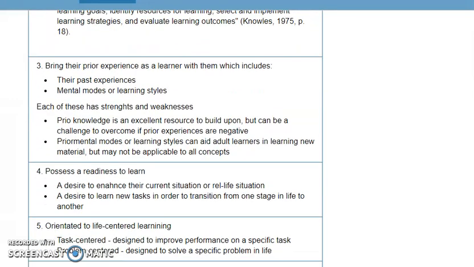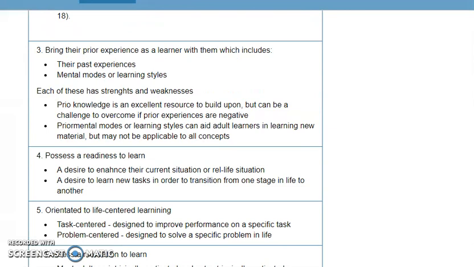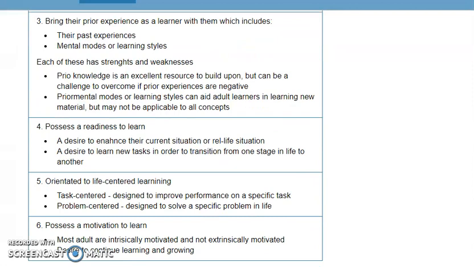Next is a readiness to learn, and the idea that for adults, the goal of learning is to improve their current situation or their real life situation, to learn new tasks that may allow them to transition from one stage in life to another. If you think back, my daughter's in pre-K right now, and she really doesn't have a choice whether or not she goes to school. She has to go to school. But for you all, you made a choice to do this master's program or this undergraduate program.